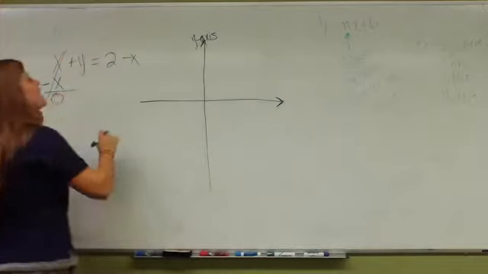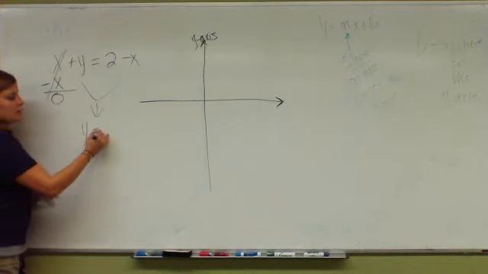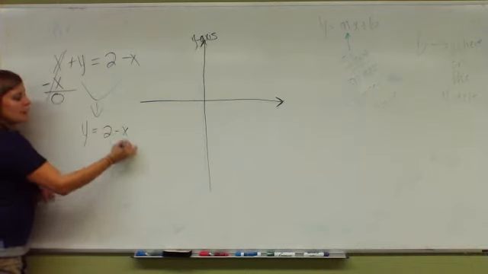Okay, so now I don't do anything else. I bring it all straight down. Everything comes straight down. I rewrite it as y equals 2 minus x.